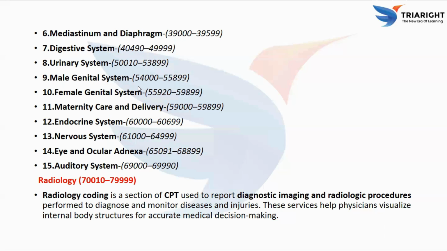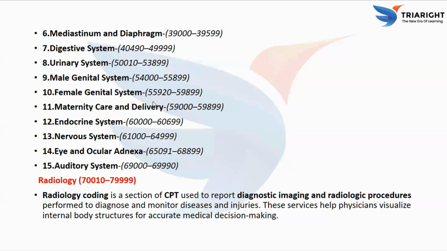Ninth is the male genital system, 54,000 to 55,899 code range. It covers all the male reproductive organs. It includes penis, testes, prostate and scrotum, and it also involves prostate surgery, vasectomy and testicular procedures.